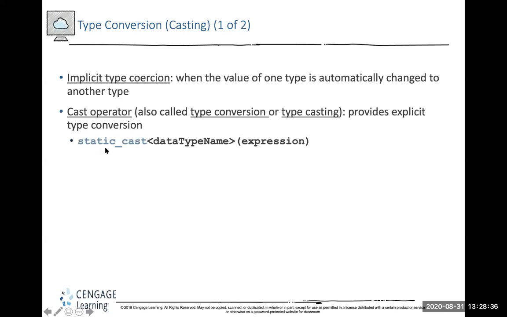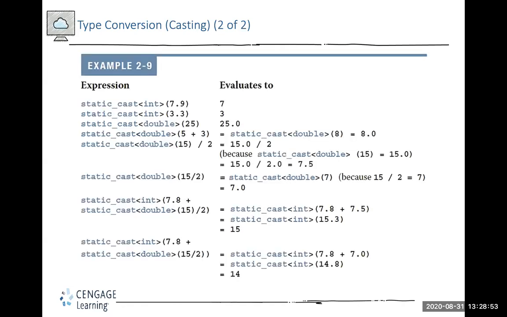Static cast is one of the most common. The angle bracket holds the type, and this is basically a templatized way of casting some value to a different type. We'll see some examples right here.